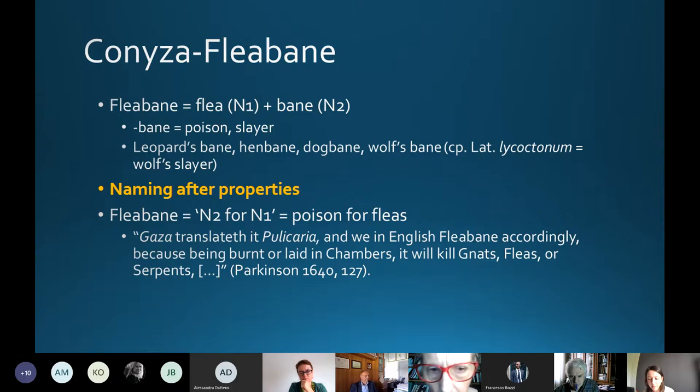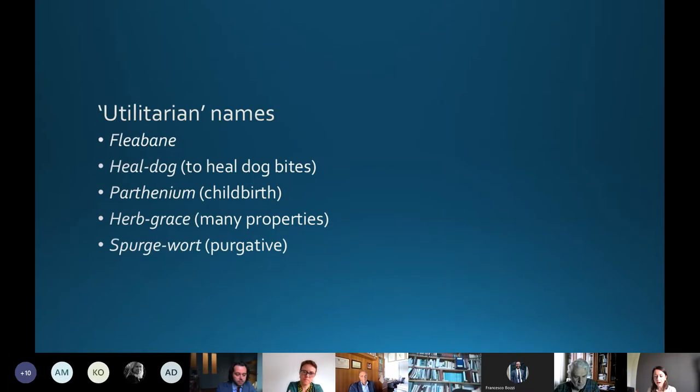And in fact, as one of our herbalists makes clear regarding the name of this plant, in English it is called fleabane because, being burnt or laid in chambers, it will kill gnats, fleas, or serpents. So, this is one of the models available for naming plants in early modern England, and other analogous coinages by Turner are heel dog, to heal dog from dog bites, or parthenium, used in childbirth. And this type of naming underscores a utilitarian conception of the vegetal world, indicating that what is highlighted is the uses and values of plants for people.